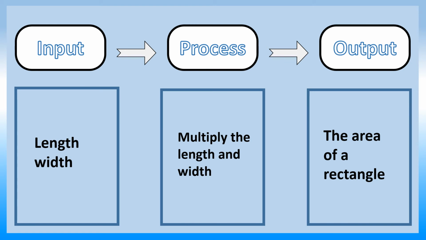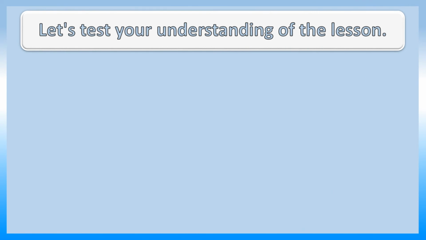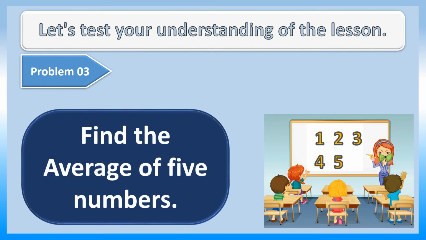Okay, we discussed the problems we face in normal life as well as in school. Further, we learned about input, output and process separately. Problem 3. Find the average of 5 numbers. Now you know there are 5 numbers. You need to find an average of 5 numbers.